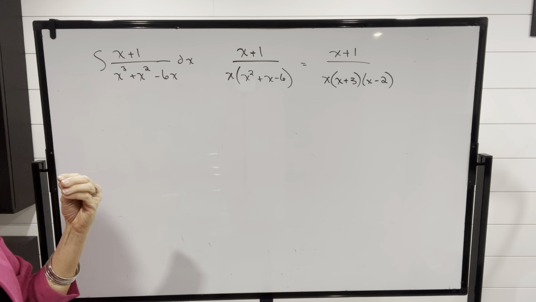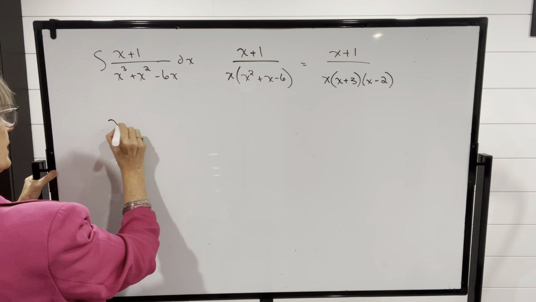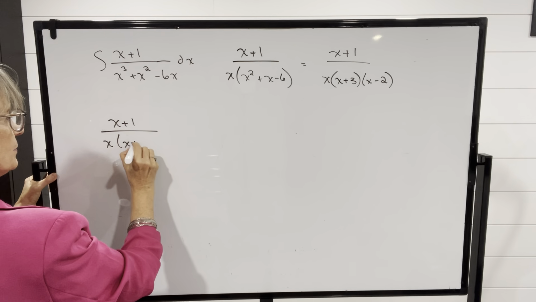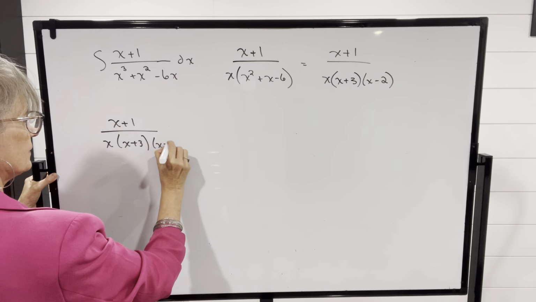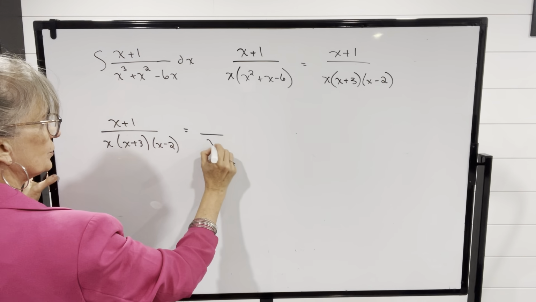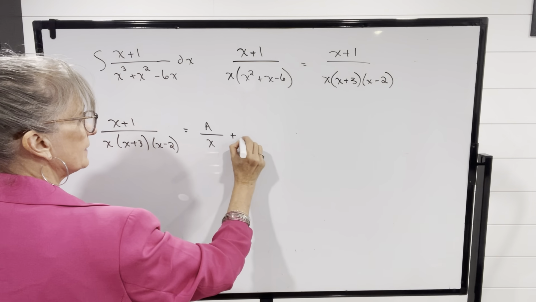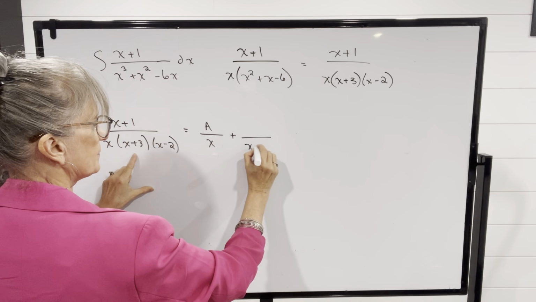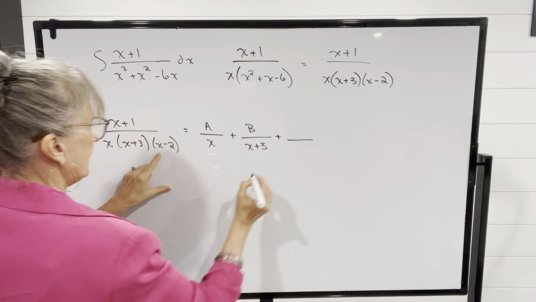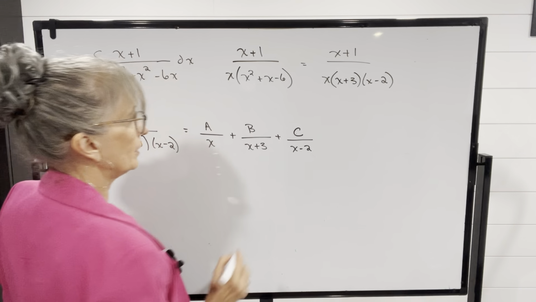And in order to break this down, I'm going to break it down into 3 fractions. So x plus 1 over x times x plus 3 times x minus 2 will be equal to, the first denominator will just be x, so it's going to be a over x, plus the next fraction will have a denominator of x plus 3, and I don't know the numerator, I'll call it b. And the last fraction will have a denominator of x minus 2. I don't know the numerator, I'll call it c.